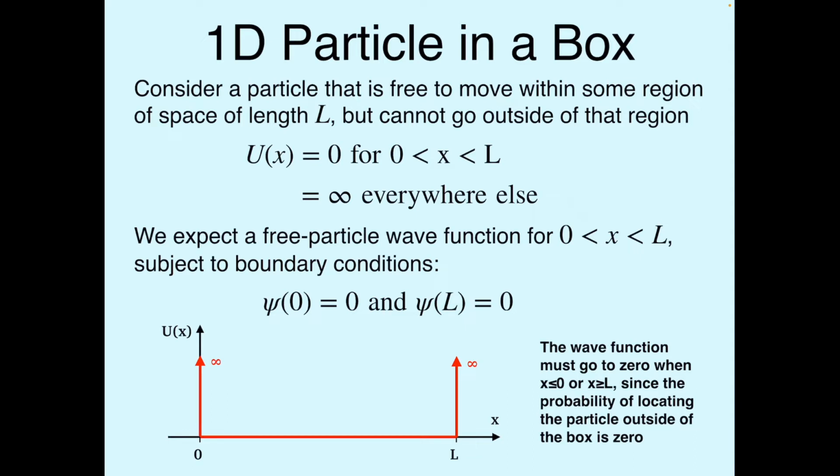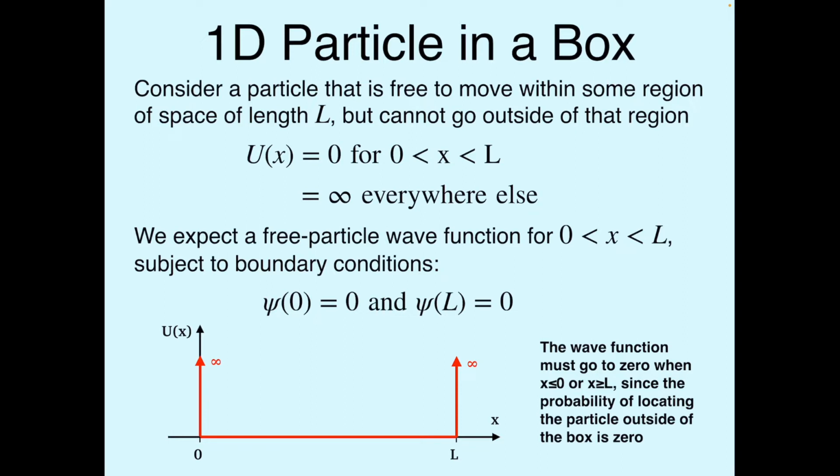And actually, that sets a nice boundary condition for us. We can say that the wave function, psi, whatever it's doing, once it reaches x equals 0, the value of the wave function has to go to 0. And then the same applies for x equals L. The wave function at x equals L also has to be 0. Again, that's because the probability of finding the particle outside of the box is going to 0.